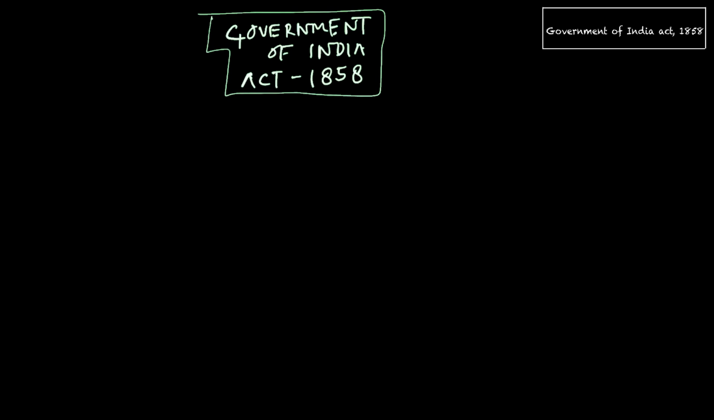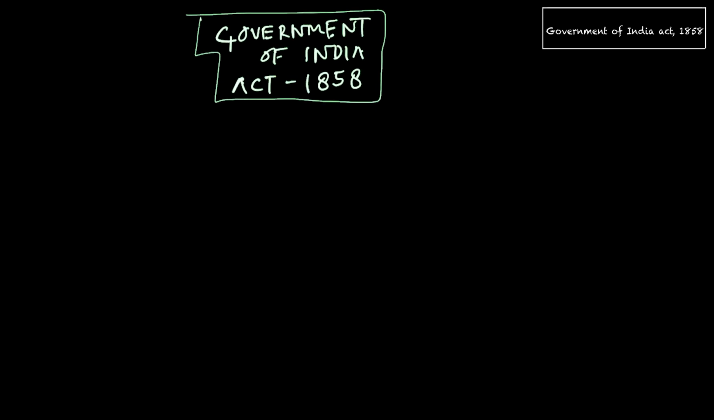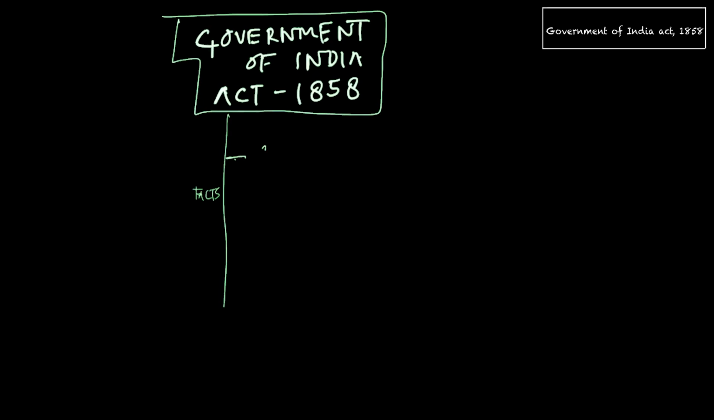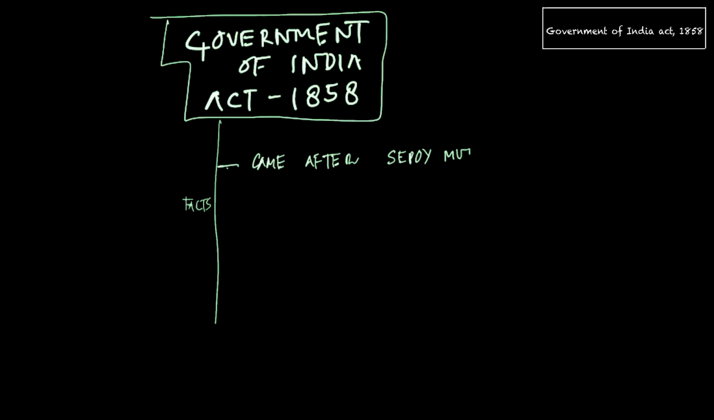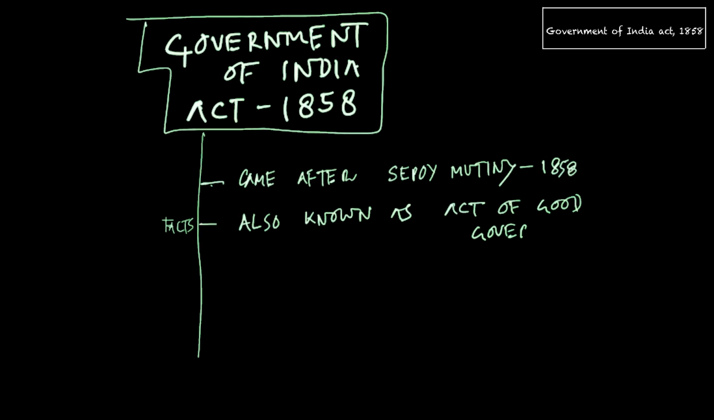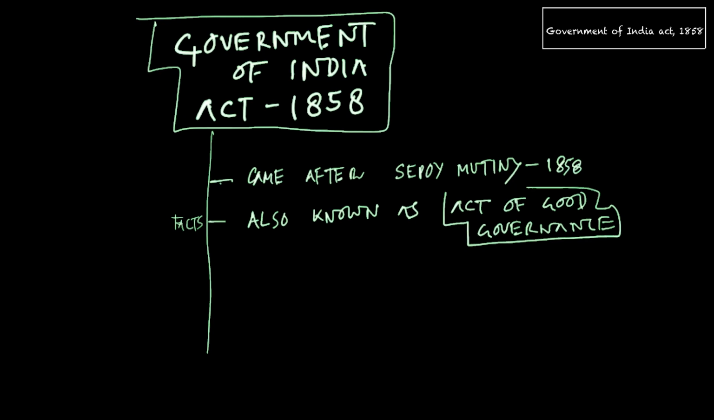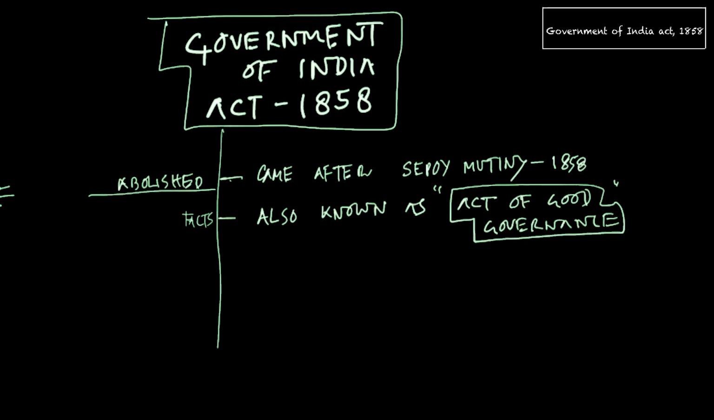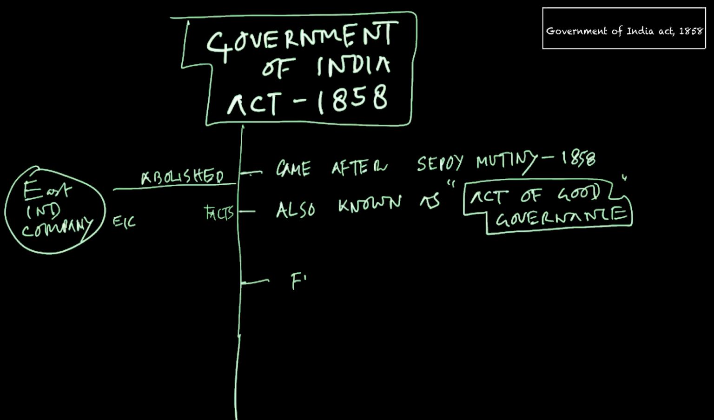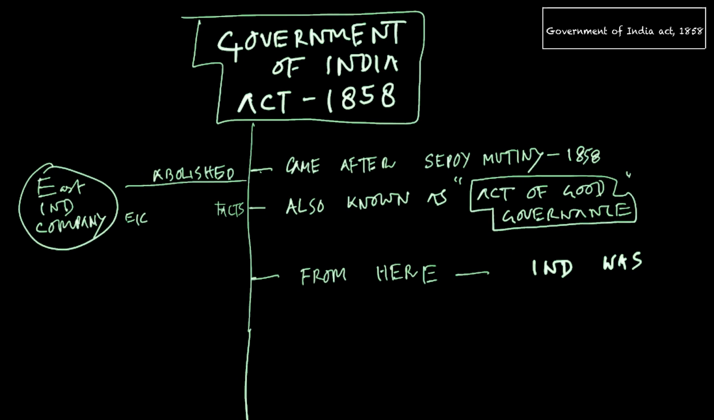Now, the beginning of the Crown Rule was with the Government of India Act of 1858. This was a significant act enacted in the wake of the revolt of 1857, also known as the First War of Independence or the famously called Sepoy Mutiny. The act also came to be known as the Act of Good Governance of India and abolished the East India Company and transferred the powers of government, territories and revenue to the British Crown.